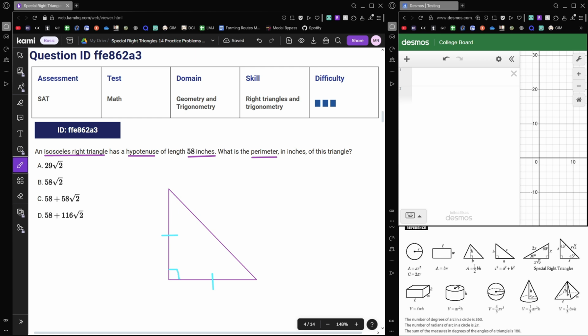And since it's an isosceles triangle, that also means its base angles, so these two, are congruent, which means they're both 45 degrees, making this a 45, 45, 90 triangle. Now we also know the hypotenuse is 58 inches, so let me quickly write that down. And now to find the two side lengths, we can use the rule for 45, 45, 90 triangles.